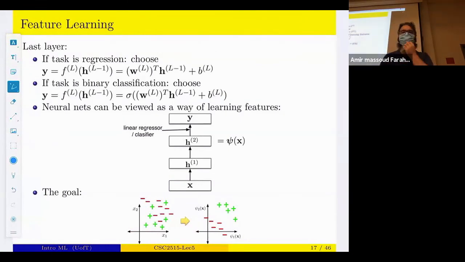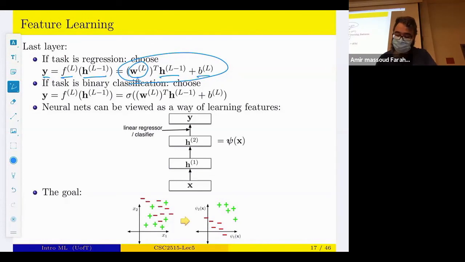So maybe talk about part of this slide. How do we choose the last layer? It usually depends on the task. If the task is regression, where the output should be a real-valued number, the output layer is usually chosen to be just linear. So the activation function of the last layer would be linear: y, the output of the last layer fL, would be the weight of that layer, inner product with H, the output of the penultimate layer, plus some bias. There is no nonlinearity here.